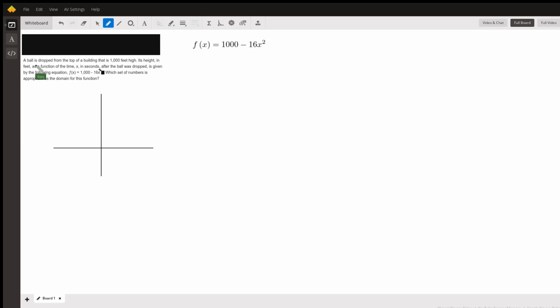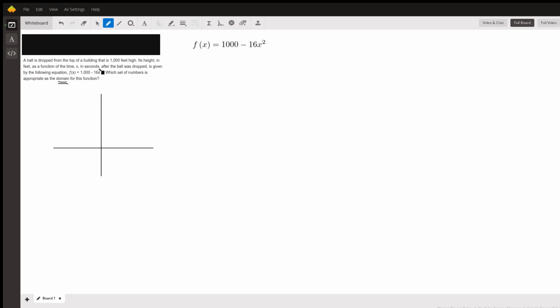So looking at this problem, we're talking about a ball being dropped from the top of a building that is 1,000 feet high. Its height in feet as a function of time, which they're calling x, measured in seconds after the ball was dropped, is given by the equation f of x equals 1,000 minus 16x squared. And all they're asking is what set of numbers is appropriate as the domain of the function.